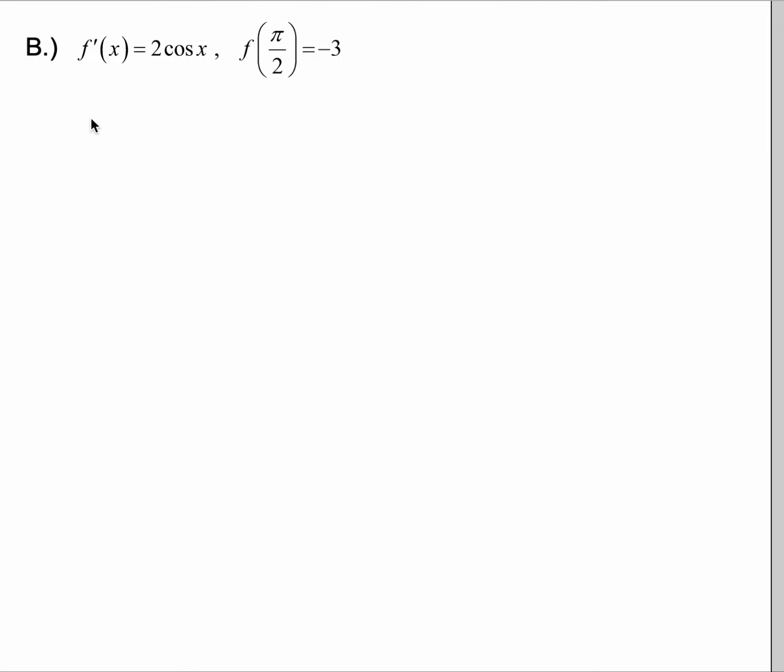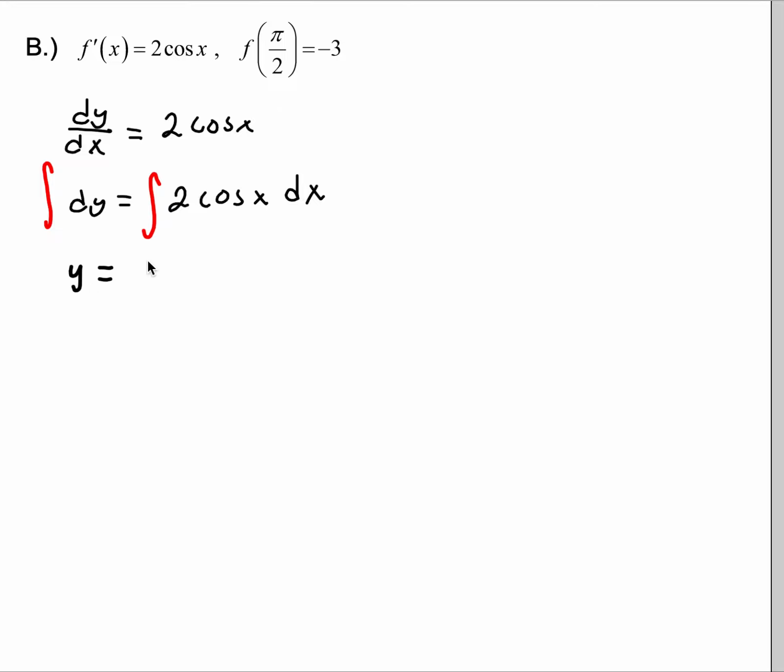trig function. So we set up the same thing. Let's express f prime of x as the derivative of y with respect to x. And when I do this, the first thing I want to do is I want to get the derivative of y by itself, and we're going to multiply dx to both sides. So dy is equal to 2 cosine x dx. And now we're going to integrate. And when I integrate, I'm left with y is equal to the integral of 2 cosine x dx.